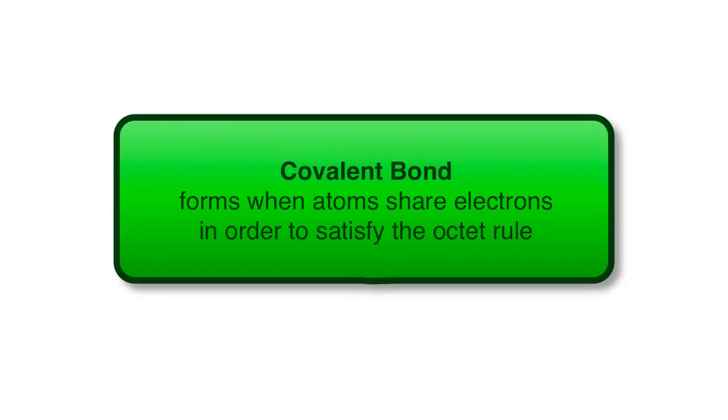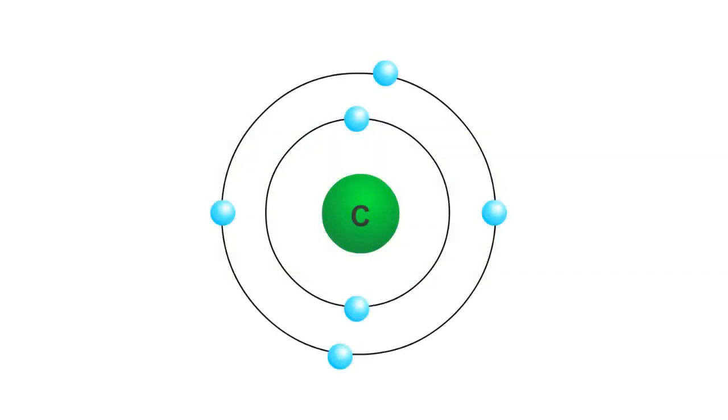A covalent bond is formed when atoms share electrons in order to satisfy the octet rule. For example, a carbon atom holds 4 electrons in its outer shell, but it would be much more stable with 8. To gain the additional 4 electrons, carbon can share with other atoms, and thereby have a completed outer shell.